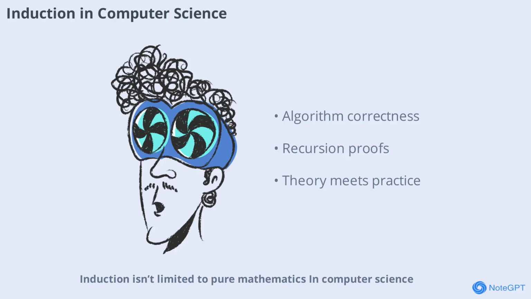Induction isn't limited to pure mathematics. In computer science, it's used to prove the correctness of algorithms, especially those involving recursion. By showing an algorithm works for the base case and that it continues to work as the input grows, we can be confident in its reliability. Induction bridges the gap between theory and practical application in computing.